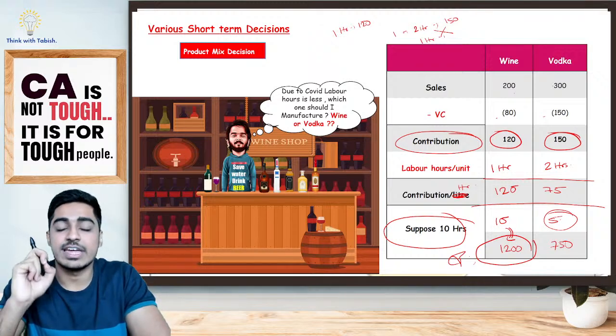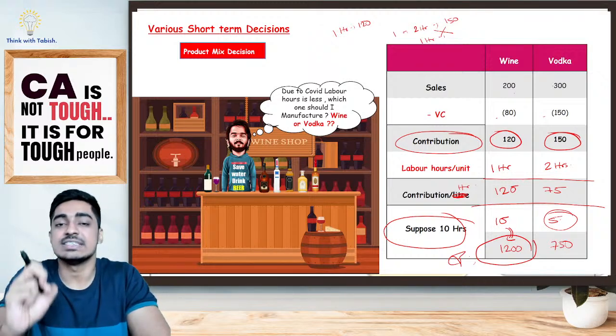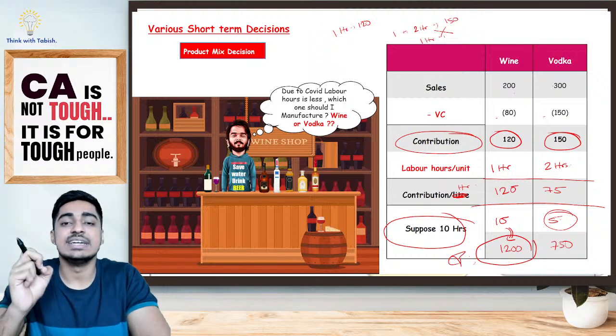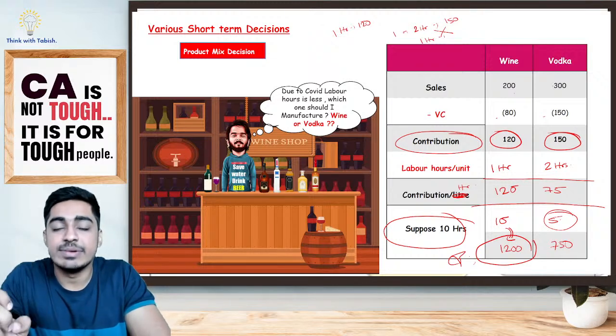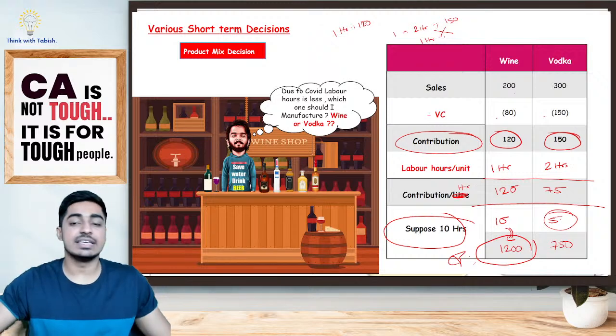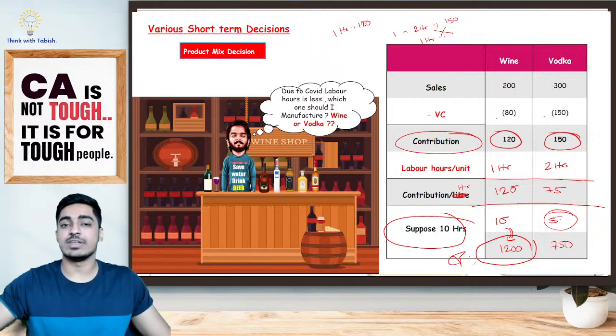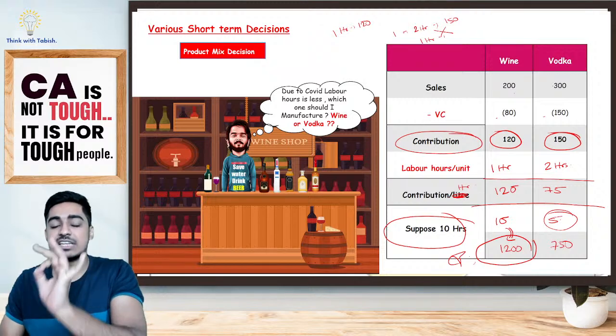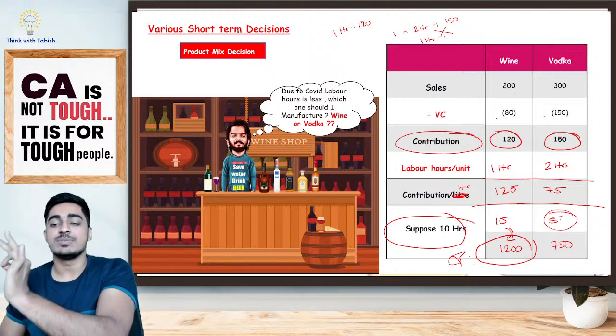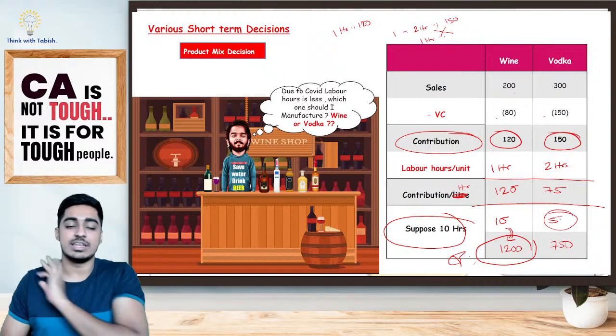So we got to know that if any factor is a limiting factor, then decision should be based on contribution per limiting factor. Is it clear, students? Yes, write it down in the chat. You should not forget. If any factor is a limiting factor, decision should be based on contribution per limiting factor.